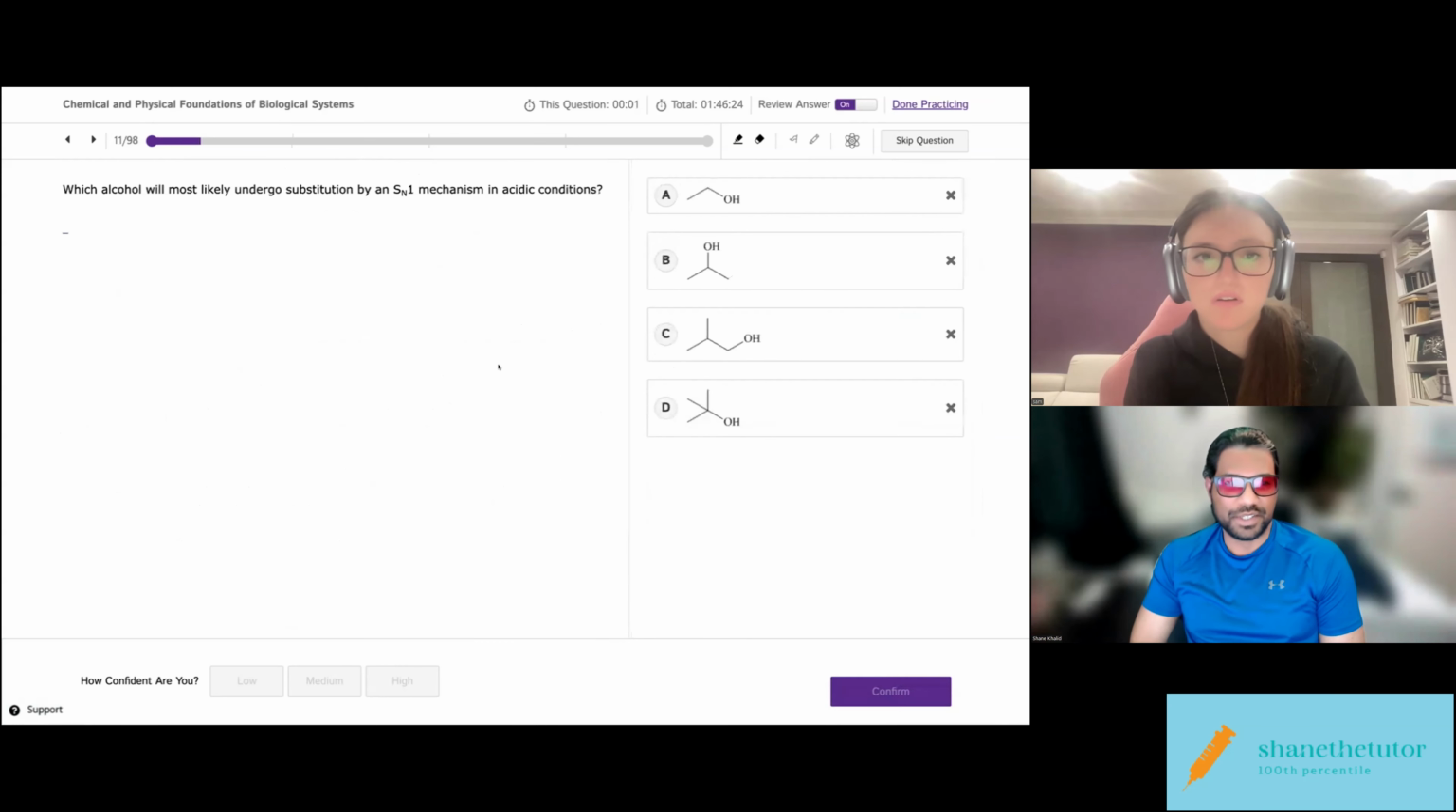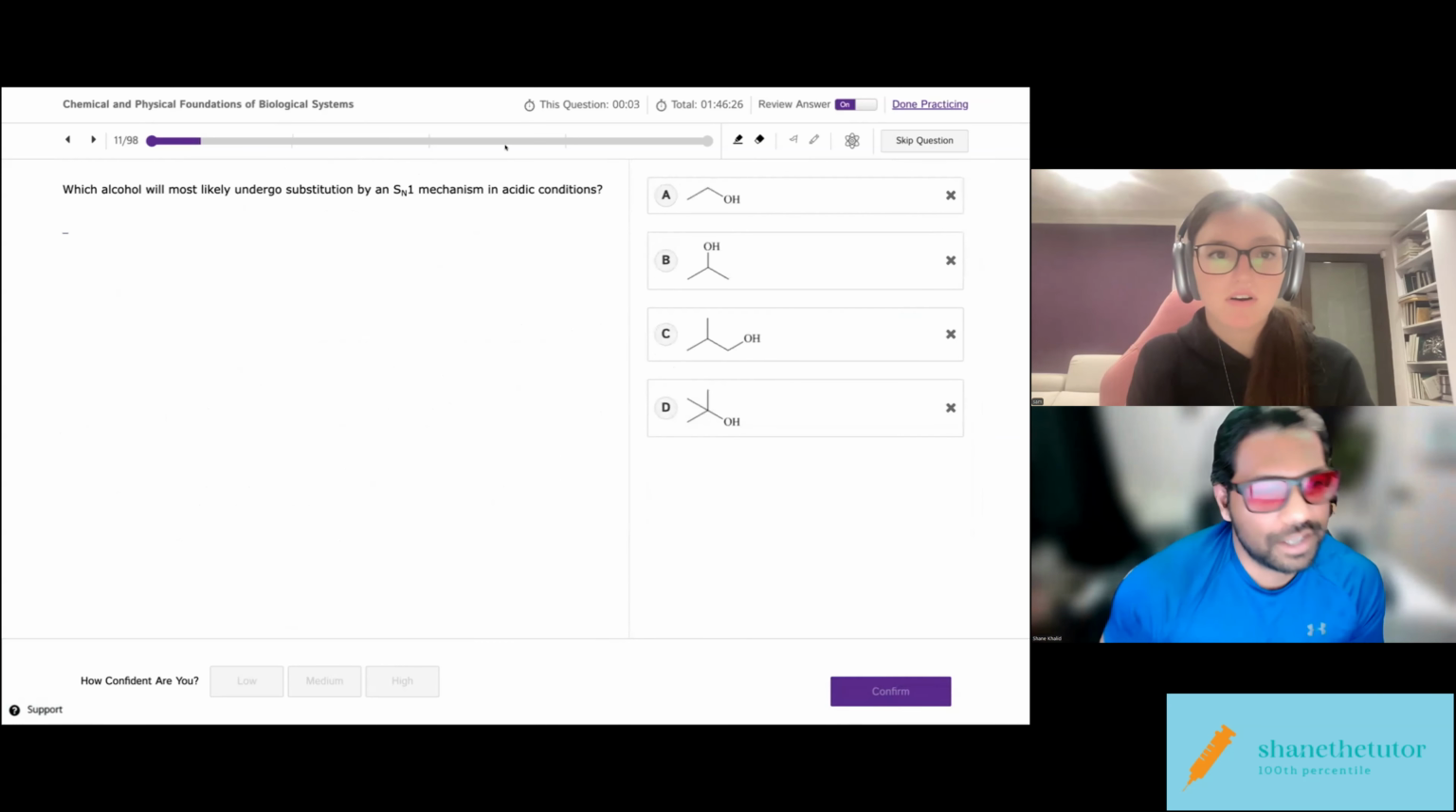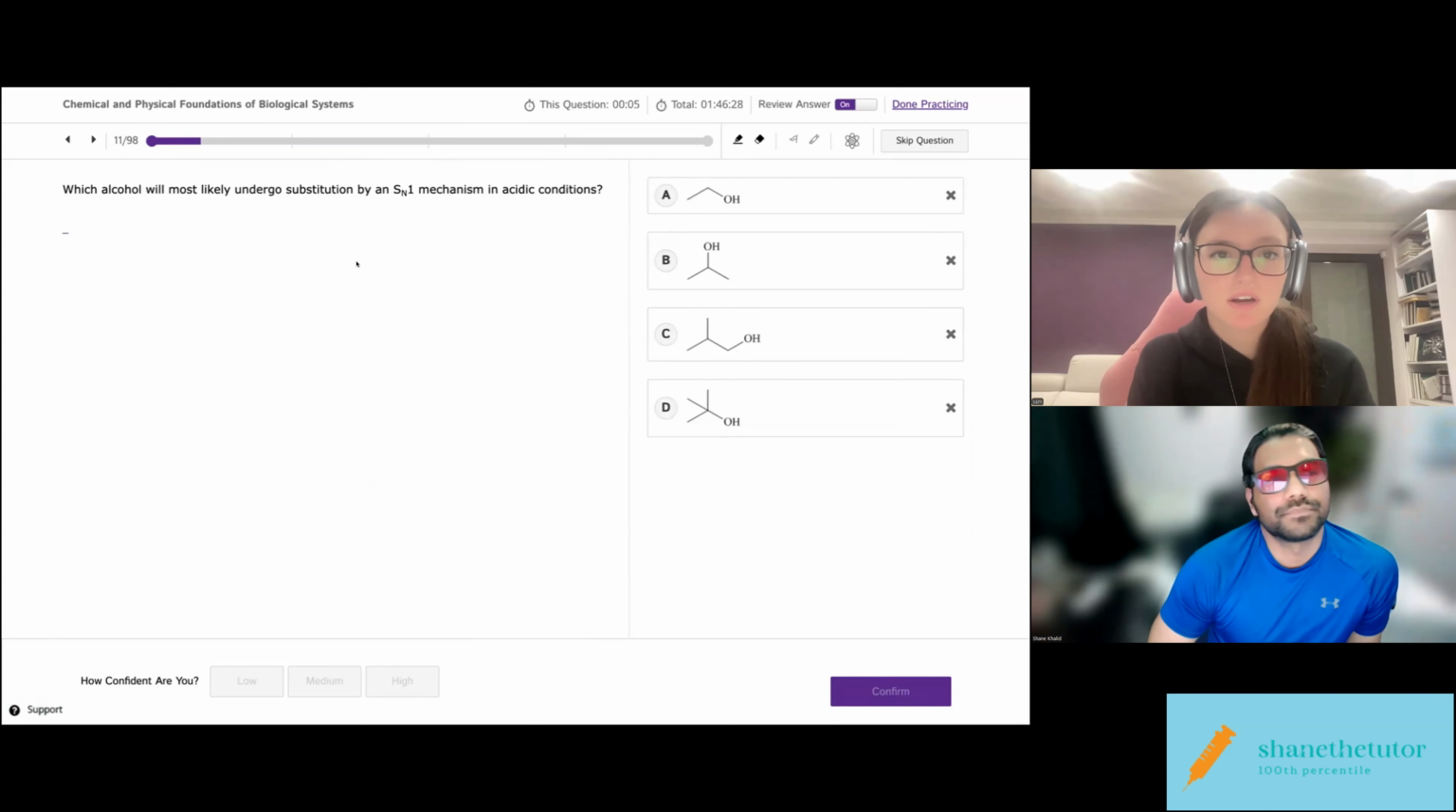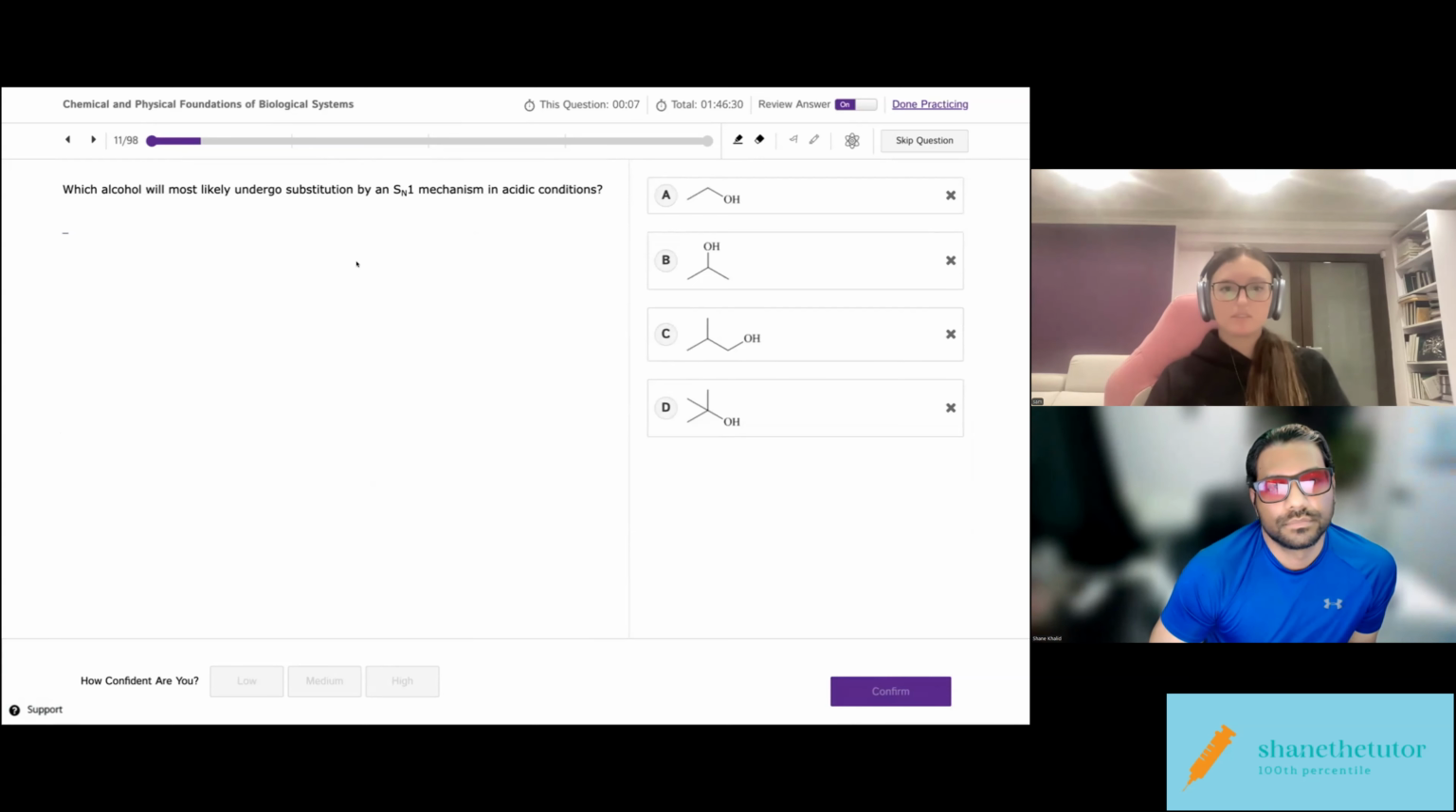Yeah, they have the worst solutions ever. Which alcohol is most likely to go by an SN1 mechanism in acidic conditions? So these are the alcohols that we were talking about.